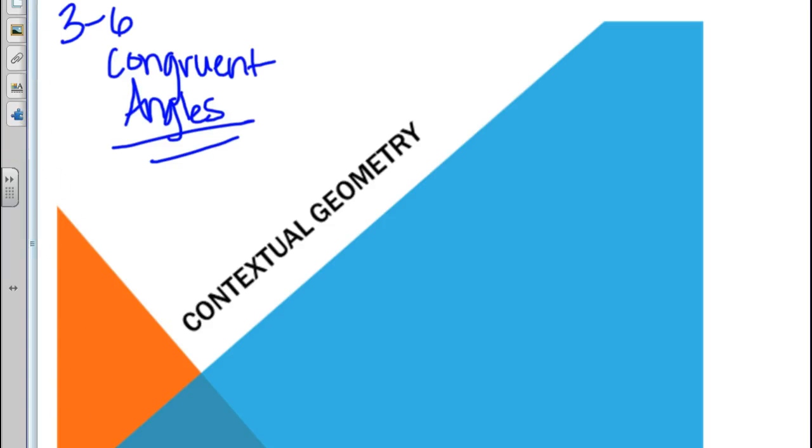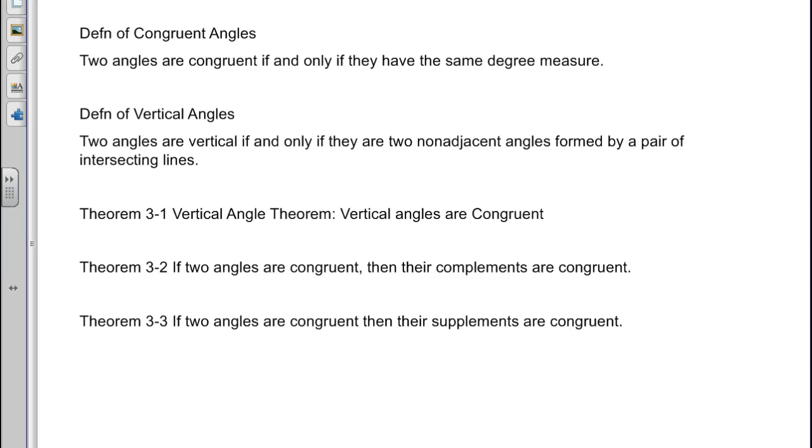Hey guys, this is Coach Lowe, and we're going to talk about 3-6 for contextual geometry, Chapter 3, Section 6, and it's on congruent angles. Definitions that you need to put in your notebook.